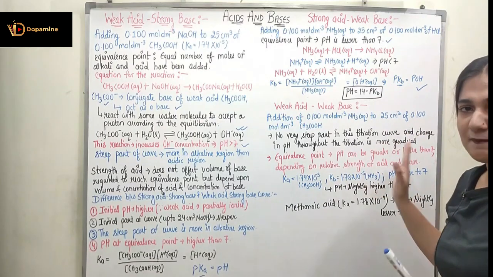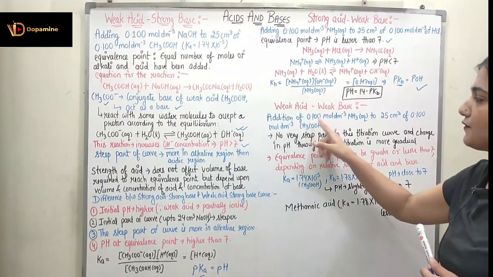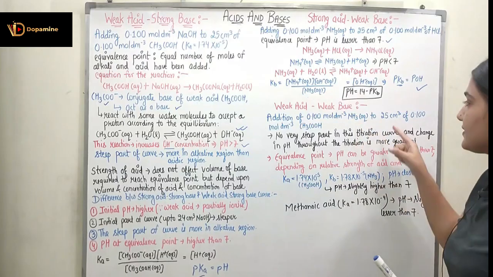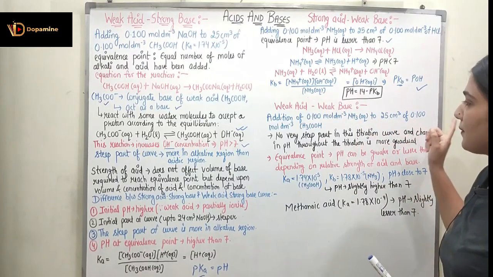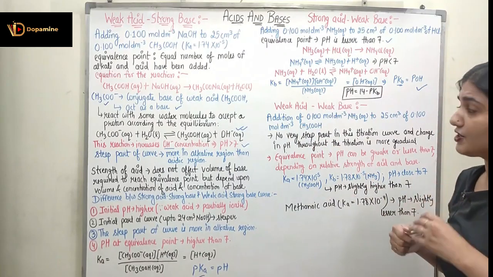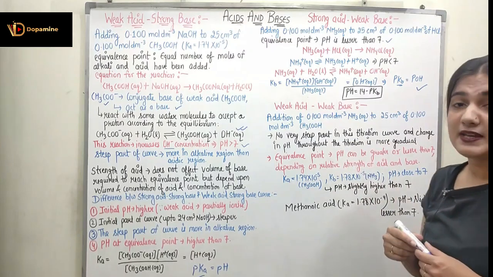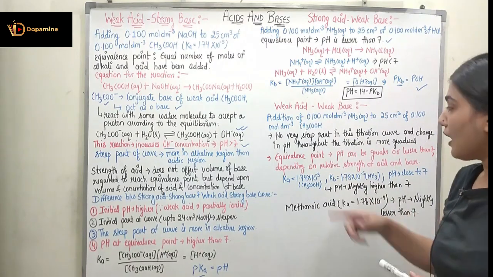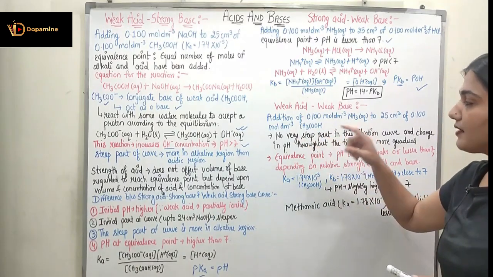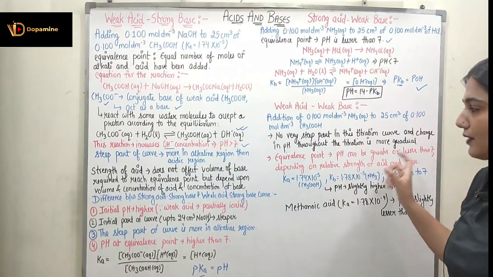Coming to the last type of titration, that is the weak acid, weak base titration. We are understanding it with the addition of 0.100 mole per decimeter cube ammonia NH3, a weak base, to 25 centimeter cube of 0.100 mole per decimeter cube of CH3COOH. Now if I observe the titration curve, it does not have any steep part, and the change in pH throughout the titration is more gradual.